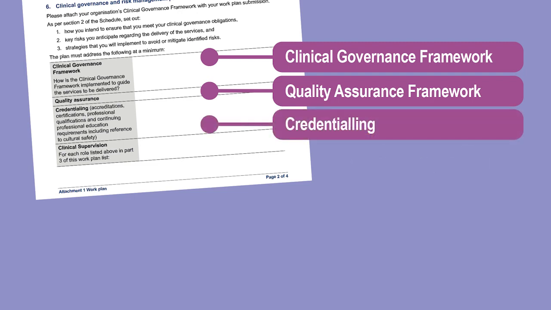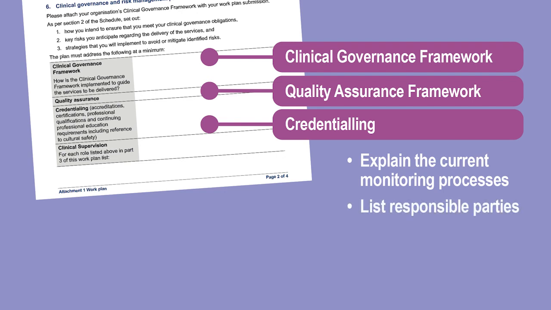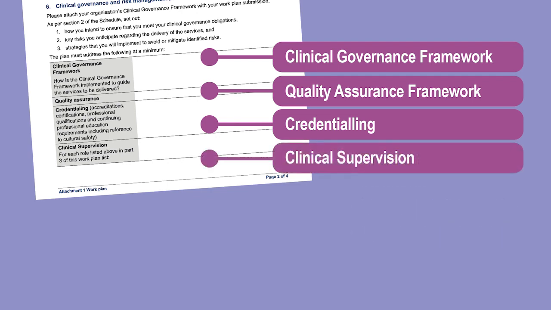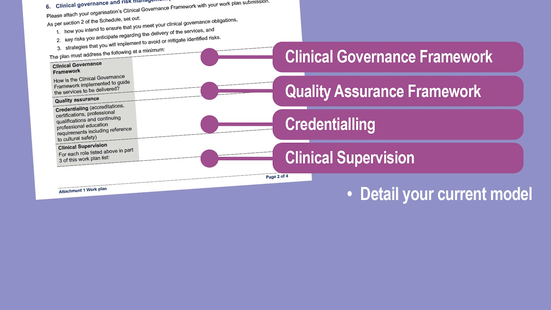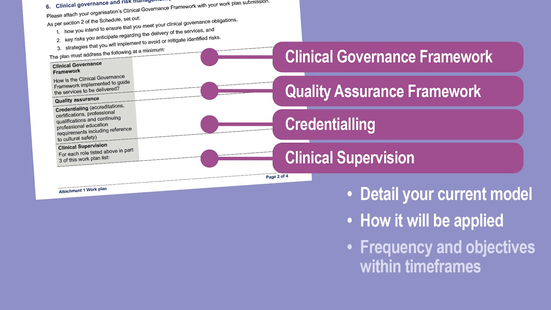In the credentialing section, explain your current monitoring processes. List responsible parties and the ongoing implementation. Reference clinical supervision as it relates to the specific project or commissioned services. For example, if clinical personnel are required, detail your current clinical supervision model, how this will be undertaken and applied for the project, and detail the frequency and objectives within the project timeframes.